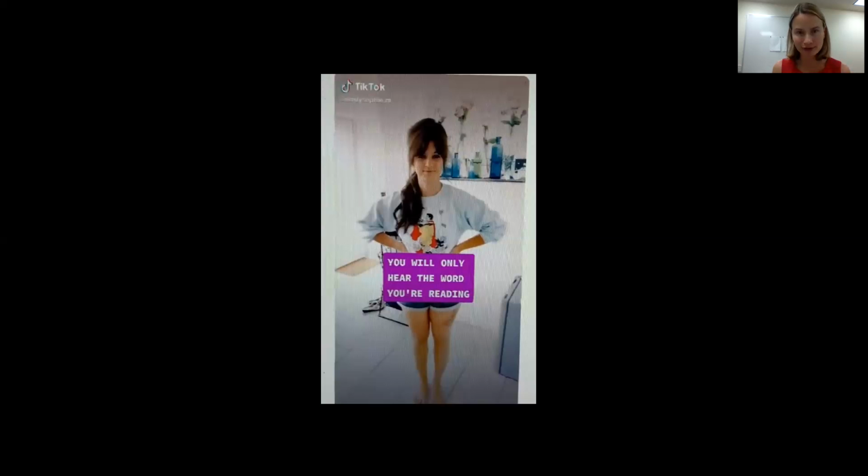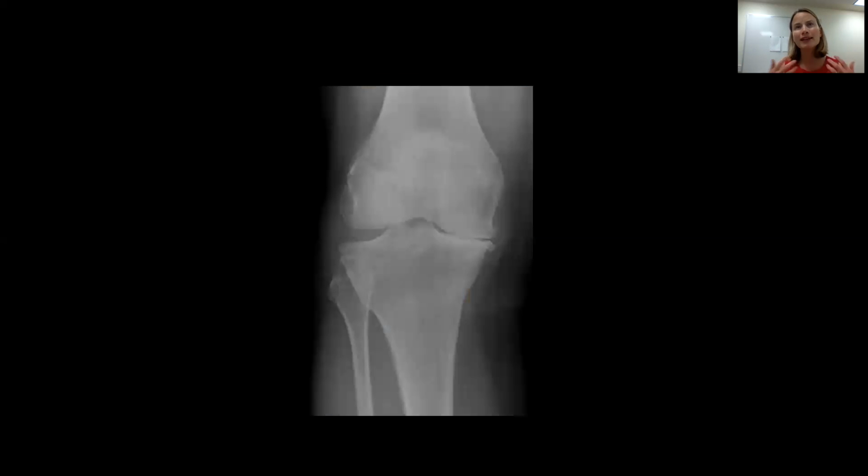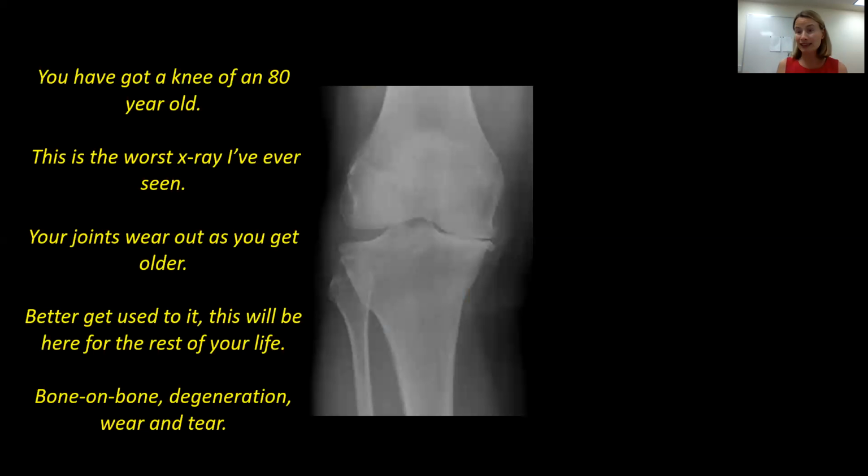It's incredible the degree to which the words that we hear, the information that we have, actually shapes our experience of something. And I think this makes it really important for us as clinicians to really think about the words we use when we talk to people with pain. So as an example, we often hear things like this. You've got the knee of an 80-year-old, which is like a compliment if they're 95, but if they're 50, that's not great to hear. Or, this is the worst x-ray I've ever seen.